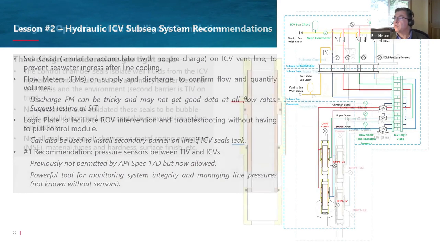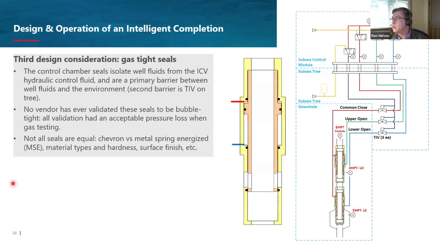Another lesson I'll share with you folks is around gas tight seals. I'm sure this has relevance because you're developing gas fields. But again, these seals on the hydraulic control chamber are your primary barrier between the gas in the wellbore and the environment. If these seals leak, you can get gas up here. If it passes these seals, it can enter these control lines. And once it's in these control lines, the other barrier is the TIV. And if it gets past that, it goes to sea.